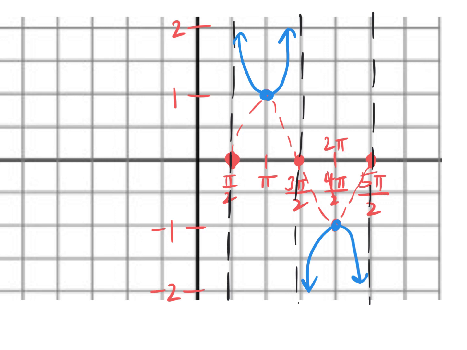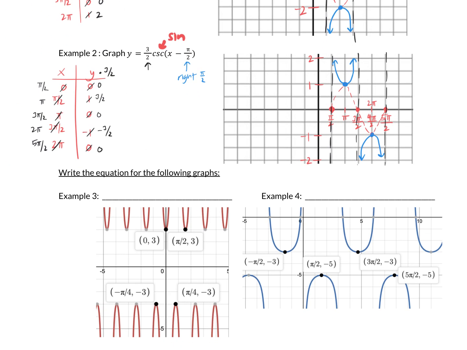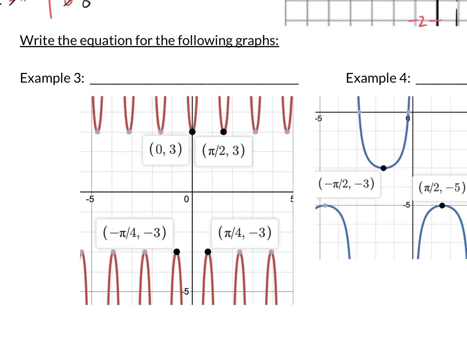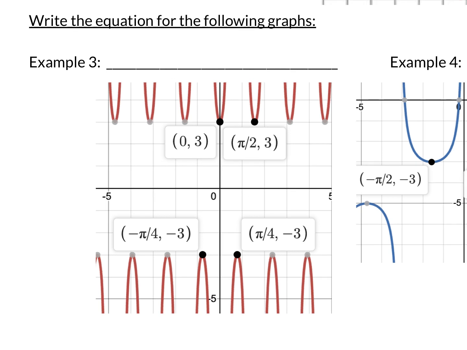Okay, then the next part, we're going to be given a graph and we have to write an equation. Okay, so let's take a minute and look at example 3. I'm going to give you guys a minute or two. I just want you to totally try something out. Like pull up Desmos and just try graphing different things. It's going to be either a cosecant or a secant graph, but see if you can make it look like this.